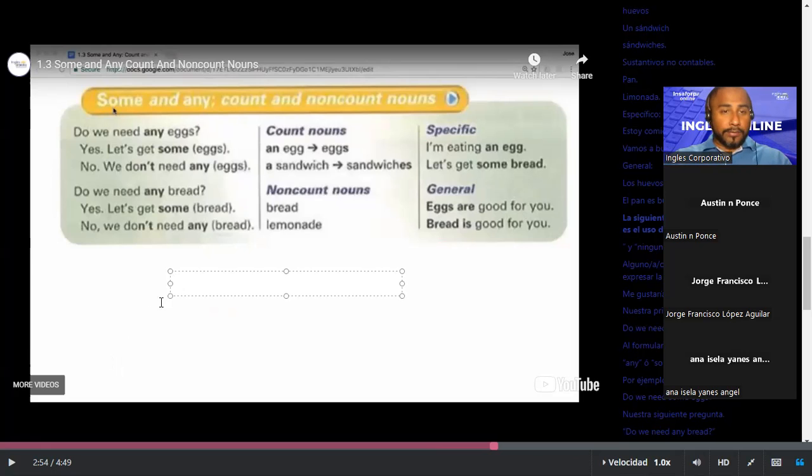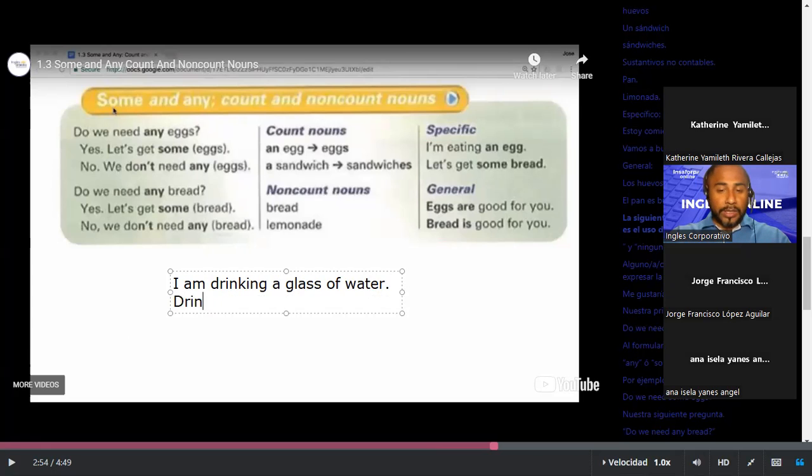Estoy tomando agua. I am drinking a glass of water. Me estoy tomando un vaso de agua específico. Y si yo te digo tomar agua, es bueno. Drinking water is good. Ahí ya es general.